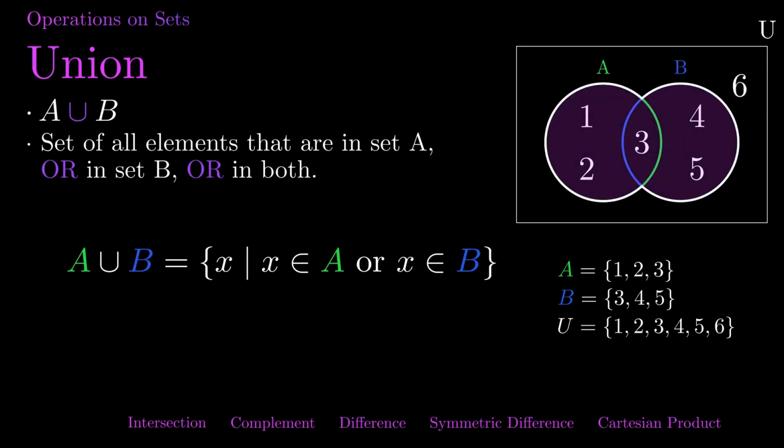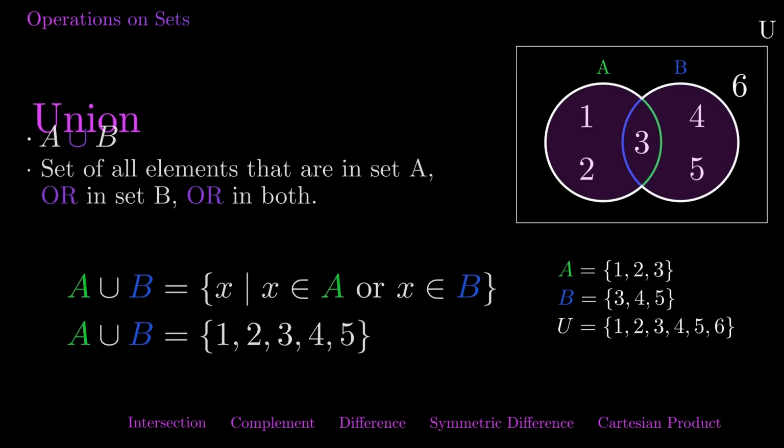Example, with our sets A and B, what is A ∪ B? We just combine them. We get 1, 2, 3, 4, and 5. Notice we only write 3 once. Sets don't care about repeats. A ∪ B is equal to {1, 2, 3, 4, 5}.